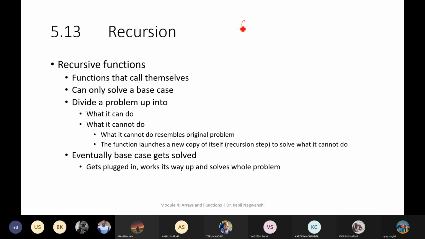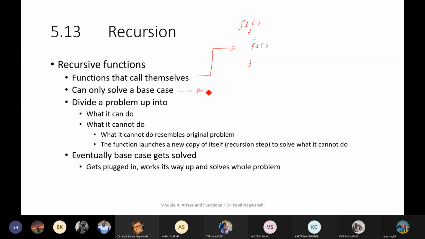Suppose the function name is f1, and if we call this function inside itself, this is known as recursion. The function is called inside the same function, so this is called recursion or a recursive relation. Functions that call themselves like this can only solve a base case. So a function must have a base case.